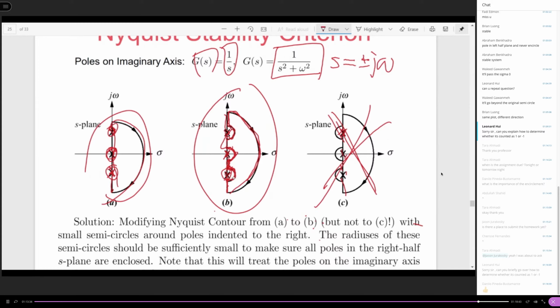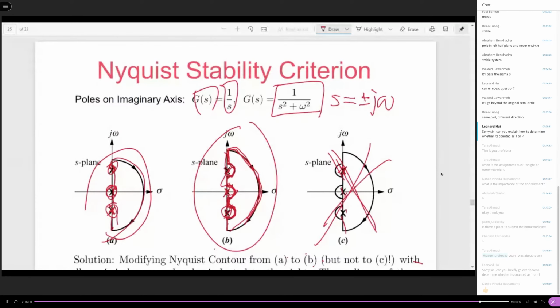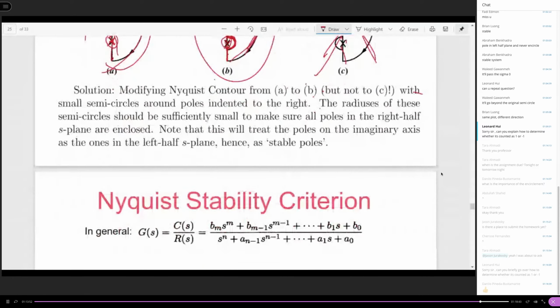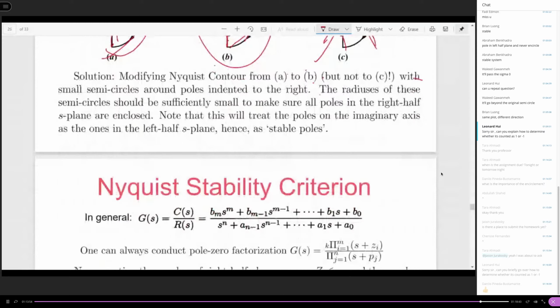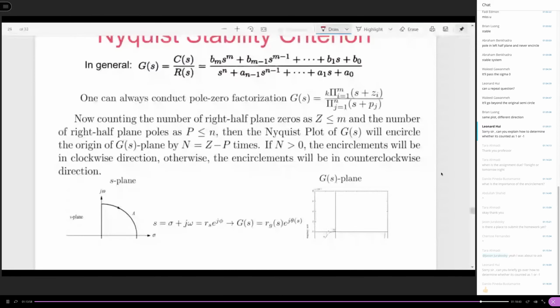So that is why this is not what we want, the indent direction. Instead, we're always going to use this small semicircle indent to the right to construct the modified Nyquist contour, and then we conduct the evaluation of the Nyquist plot. So this is the singular case. Other than that, there's no other case. You basically run through all the possibilities.